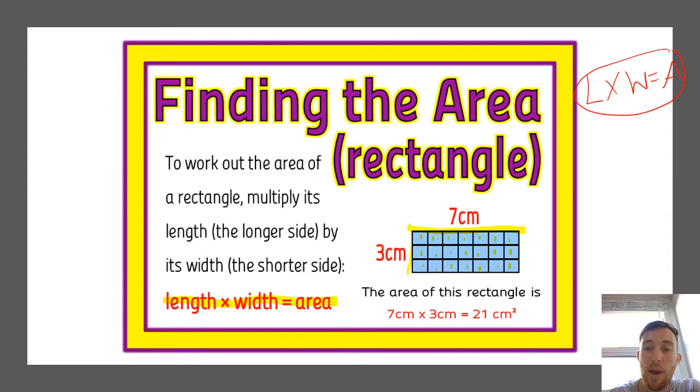Okay, and then when we write our answer, in this particular example, it says 21 centimeters, and then there's a little floating 2, which means squared. When we're dealing with area, we have to write the little 2 when we're writing our answer, because that just tells us how many squares fit inside that shape.